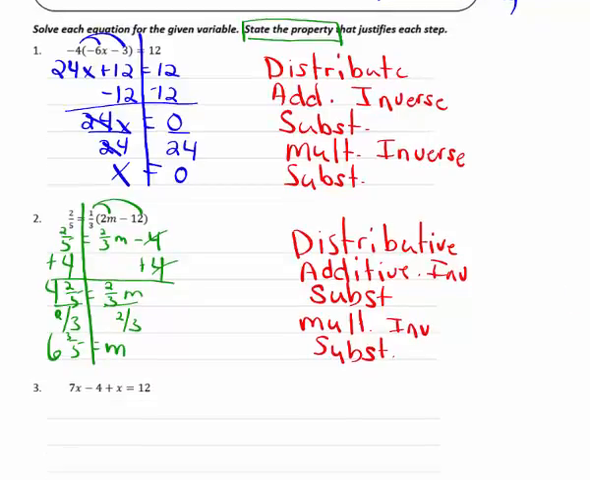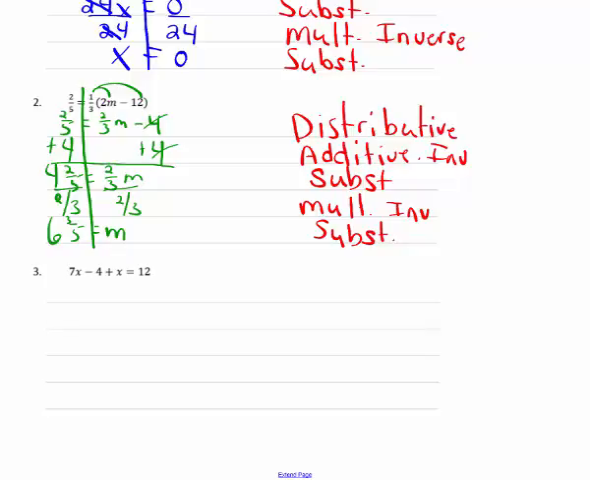Okay, let's try number 3. In number 3, I don't have any parentheses, so then I look for like terms, and like terms are on the same side of the equal sign. So I have to do those first. I have to put 7x and x together. Well, 7x, and remember if we don't see a number in front, it's a 1. So 7x's and 1x's give me 8x.